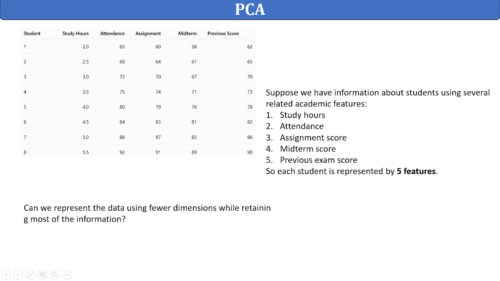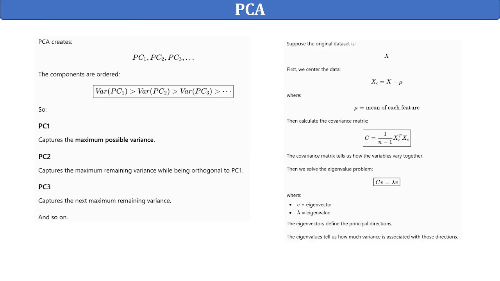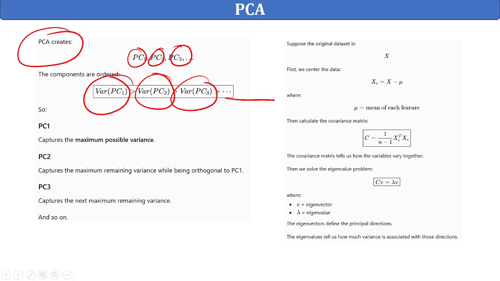Okay, so now we'll take one more example. We want to find out whether we can represent the data using fewer dimensions while retaining most of the information. We have a total of 8 students, with study hours, attendance, assignment, midterm, and previous score. We have to see how we can represent the same thing with a minimum number of datasets. PCA creates PC1, PC2, PC3. The variance of PC1 will be the highest possible, then the second, then the third, and so on.